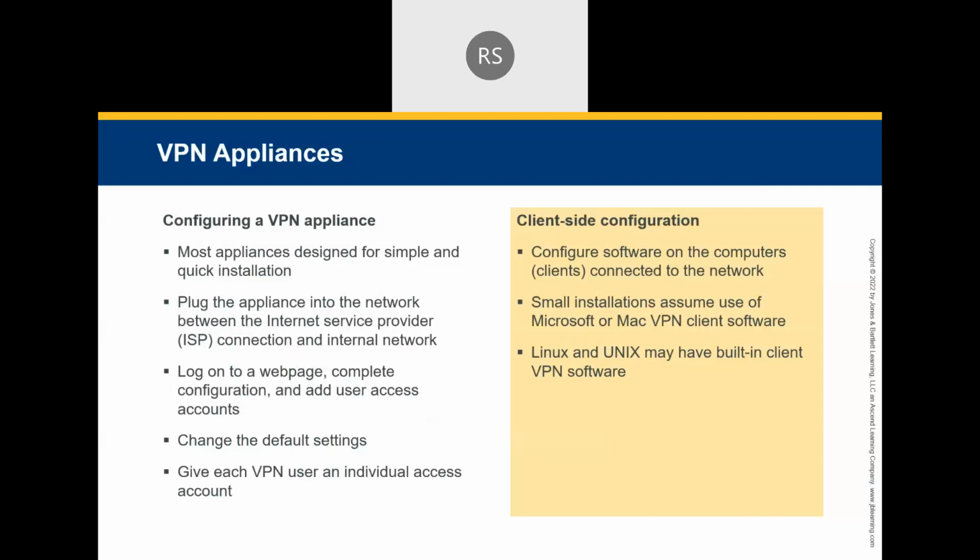Now, on the client-side configuration, we'll talk about the software configuration. The users connecting to the VPN will need to configure software on their computers. For smaller installations, Microsoft or Mac VPN client software is commonly used. For Linux and Unix systems, there may be built-in client VPN software available, and this simplifies the configuration process for the users on those platforms.